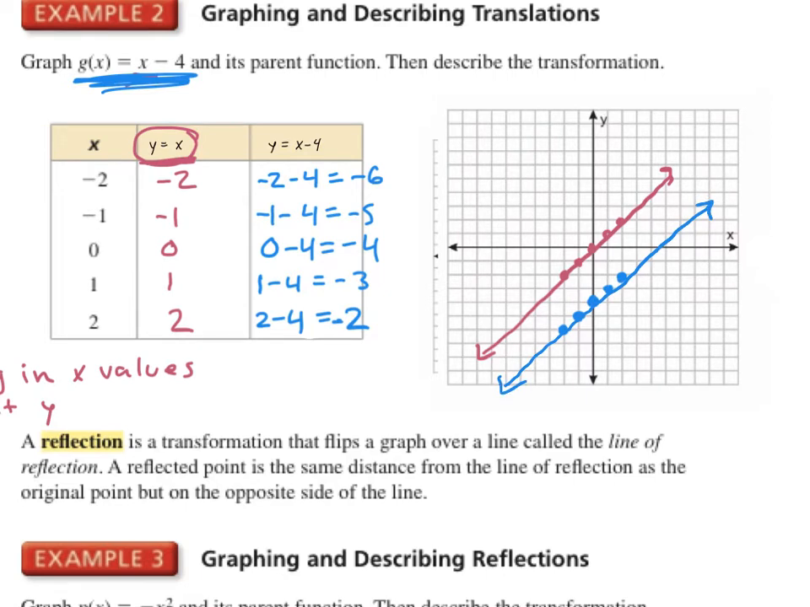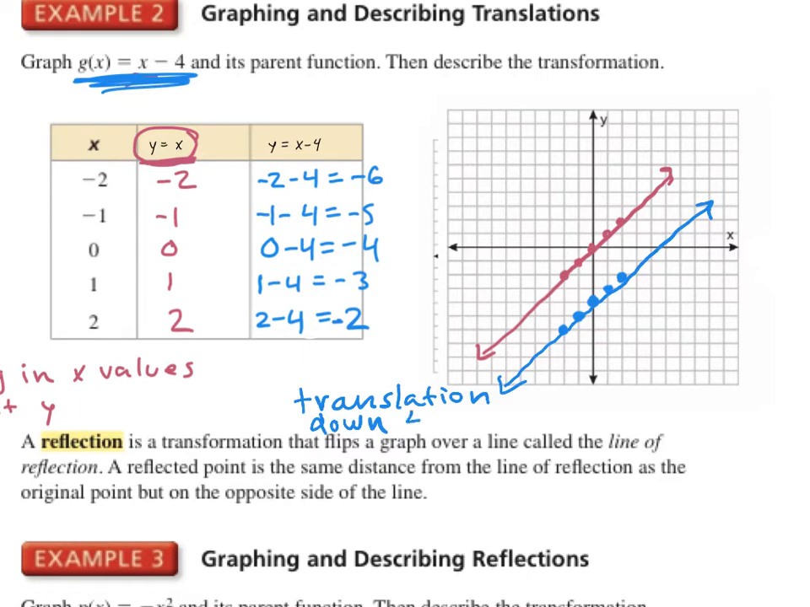So what type of transformation is happening here? So we're going from the pink line, the parent function, to the blue line. Translation. A translation. And what type of translation? How are we moving it? Down. How many units?